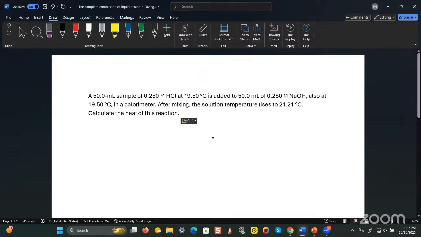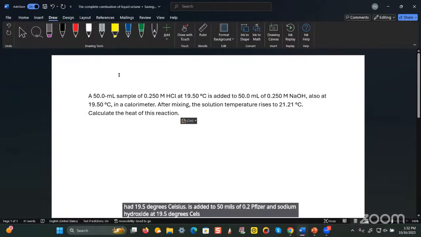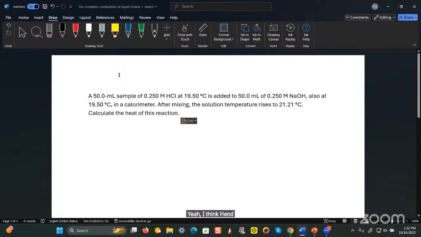Okay, so the question says you have a 50 mL sample of 0.250 M hydrochloric acid at 19.5 degrees Celsius added to 50 mL of 0.250 M sodium hydroxide at 19.5 degrees Celsius. So you're adding hydrochloric acid to sodium hydroxide. The molarities are the same, the volumes are the same, and the initial temperatures are the same for both of them, so that makes things a bit easier for us to work with. Then it says, after mixing, the solution temperature rises to 21.21 degrees Celsius. Calculate the heat of this reaction.